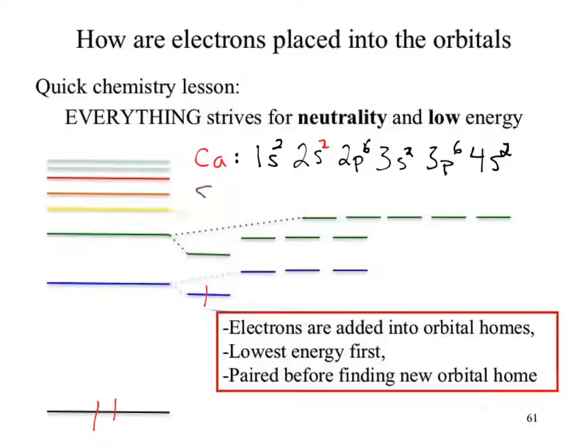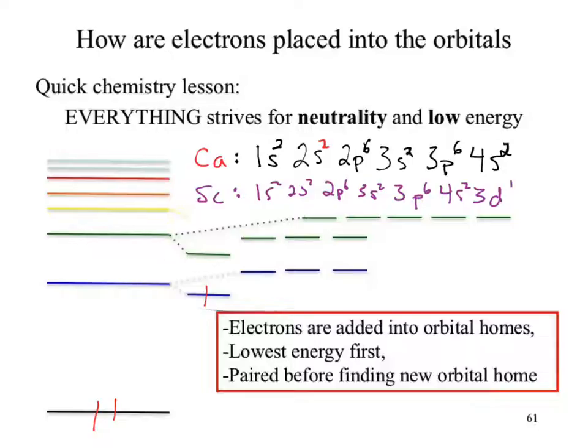Scandium, Sc, 1s2, 2s2, 2p6, 3s2. You all better be writing this because I'm writing it too. 3p6, 4s2, and then 3d1.